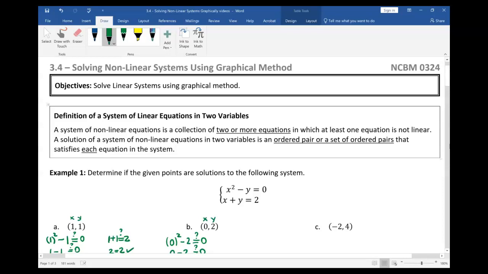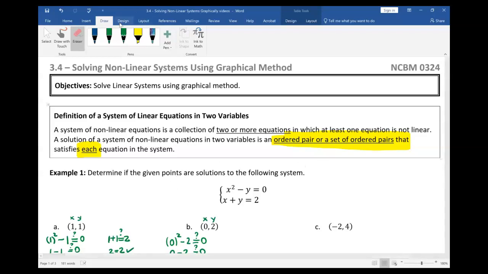A system of non-linear equations is a collection of two or more equations in which at least one equation is not linear. A solution of a system of non-linear equations in two variables is an ordered pair or a set of ordered pairs that satisfies each equation in the system. So I repeat, a solution is an ordered pair or a set of ordered pairs that satisfies each equation in the system. So let's check the first example.